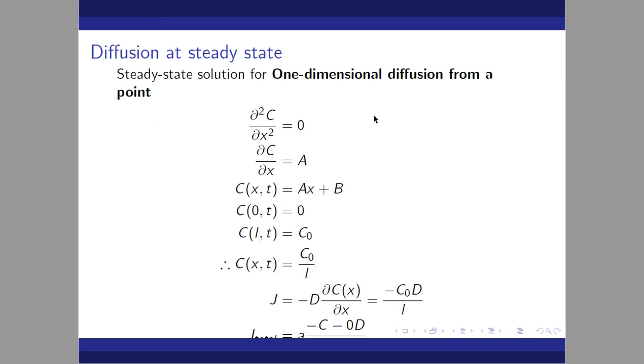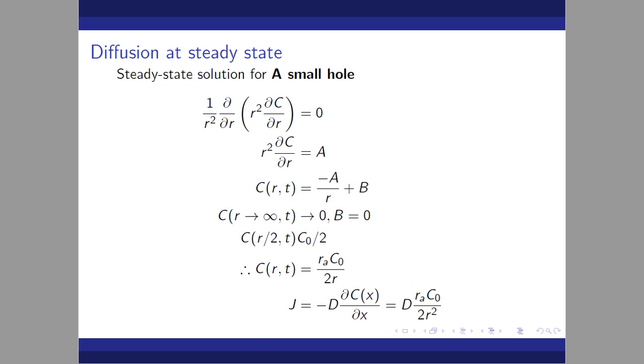Okay, so we have solving this. Integrate once, integrate twice. So c(0) equal to c naught, c(L) equal to 0. c(x) equals c naught over L, and J equal to minus D c naught over L. Okay, so J total equal to this solution. Okay, so we can get this diffusion constant.